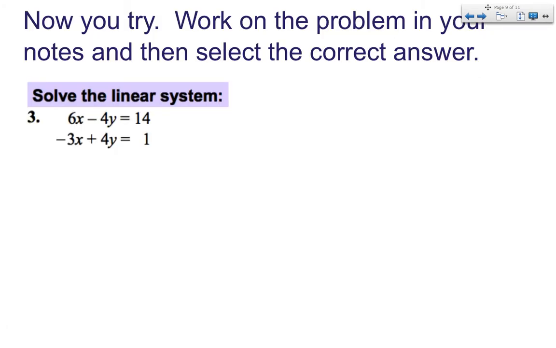All right, last one I'm going to have you try. Again, opposite signs, so decide add or subtract. After you get an answer, plug in your x and y and see if you're right.